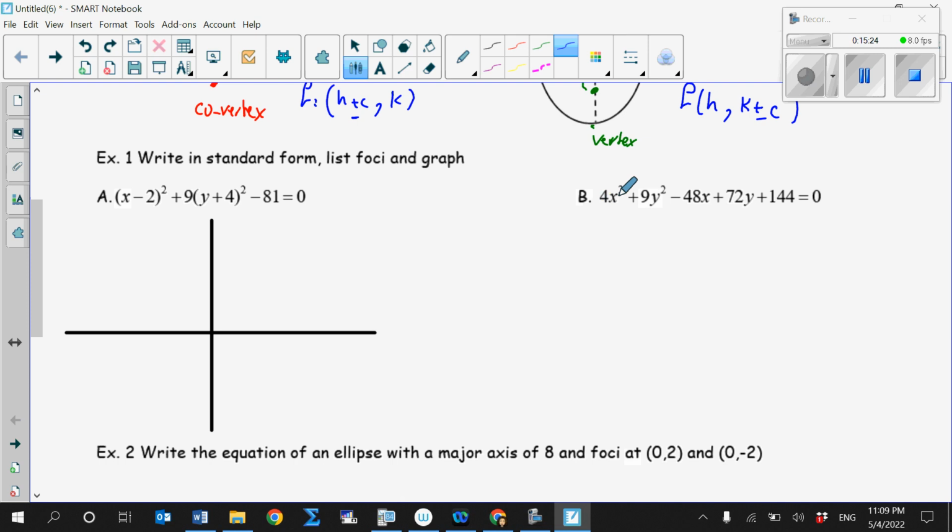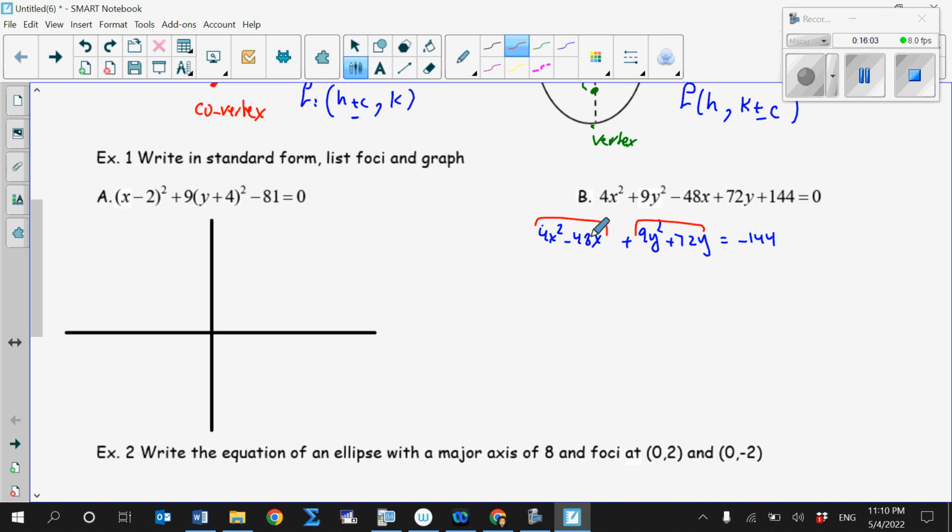Okay, so first of all, have the x terms together, which is 4x squared and negative 48x. And the other one is the y terms, 9y squared and 72y. And also we're going to move the number to the other side. So negative 144 will be on the right side. Now, we're going to look at each group that we have here. These are the x values, these are the y values.